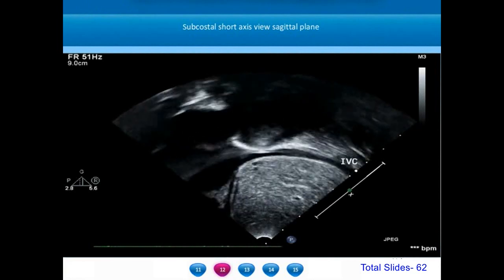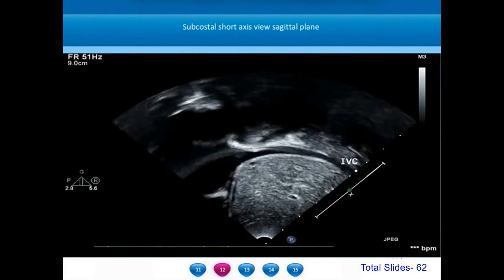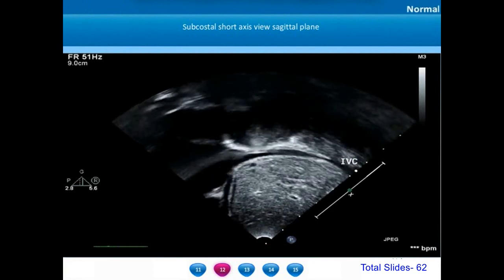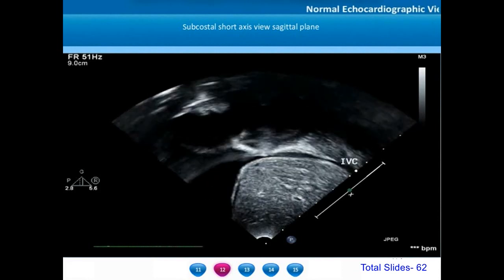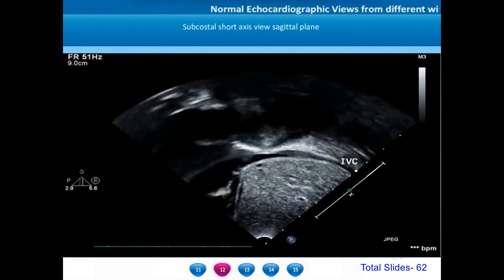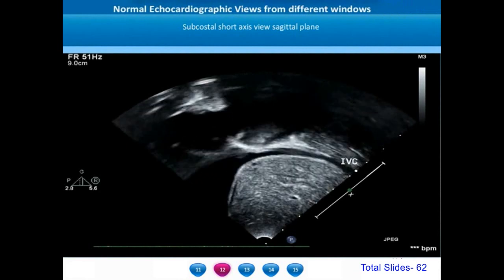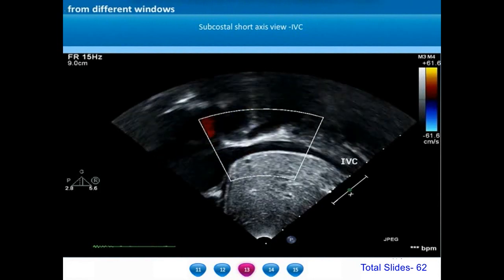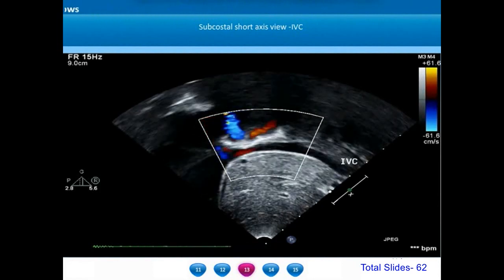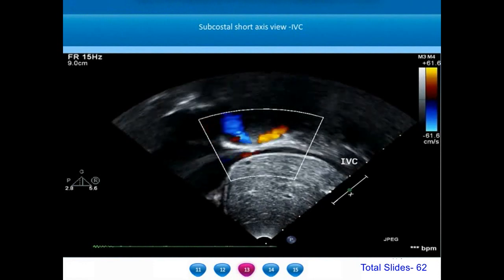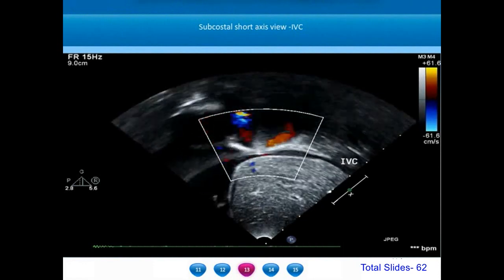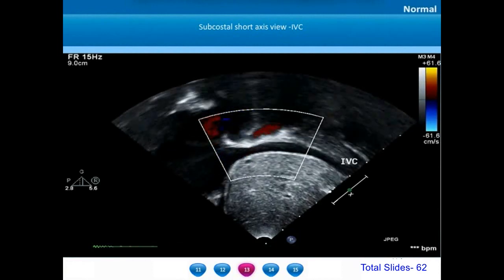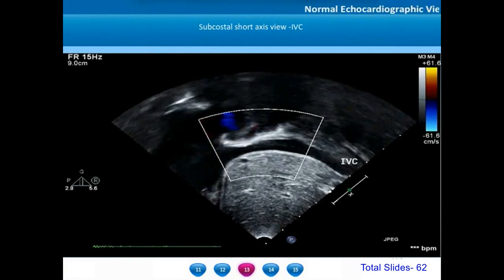Here, we keep the probe in sagittal plane. We'll be able to appreciate the entire length of the inferior vena cava as it enters the right atrium. We notice here that there is a good inspiratory collapse of the inferior vena cava. We can appreciate the low velocity color flows in the inferior vena cava towards the right atrium. As the probe is kept almost perpendicular to the plane of the blood flow, we will not be able to appreciate much of the color flows.